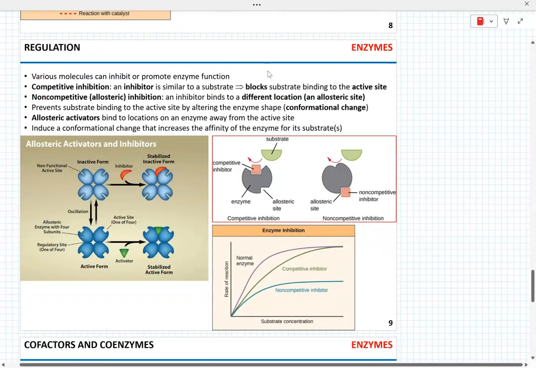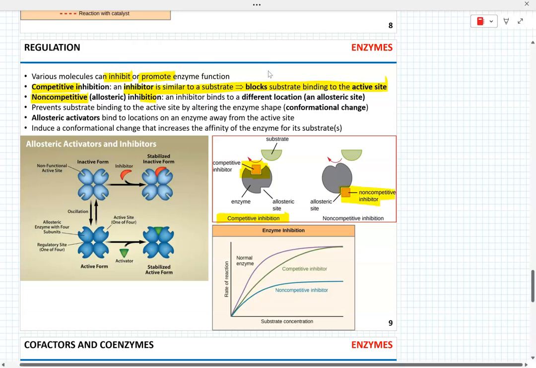Enzymes, of course, can be regulated. They can be inhibited or they can be activated. There are two types of inhibition that we're going to talk about: competitive and non-competitive. In case of competitive inhibition, the inhibitor binds to an active site, blocking the substrate from binding there instead.